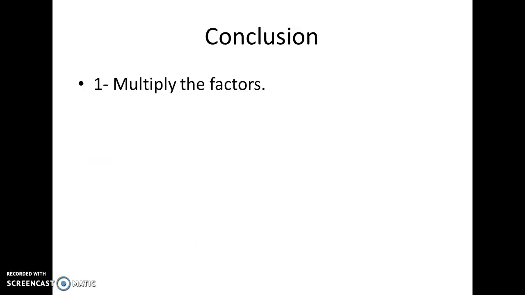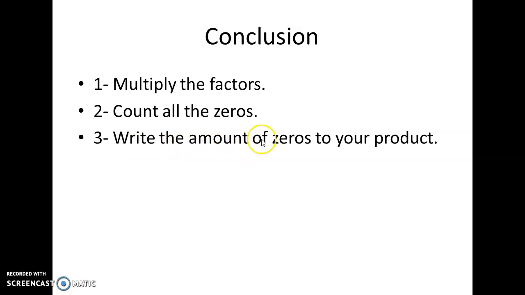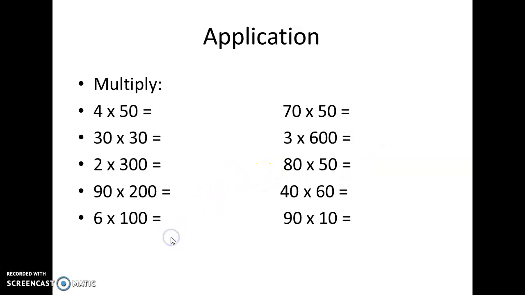Conclusion. First, multiply the factors, multiply the numbers. Count all the zeros in the factors. Write the amount of zeros to your product. How many zeros do we have in the factors? 3, 2. Put them beside the product.